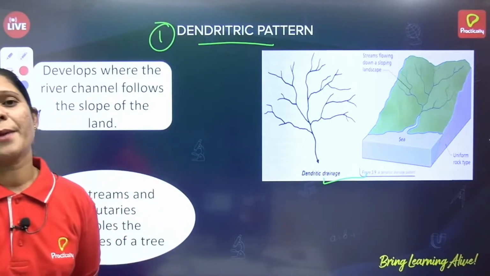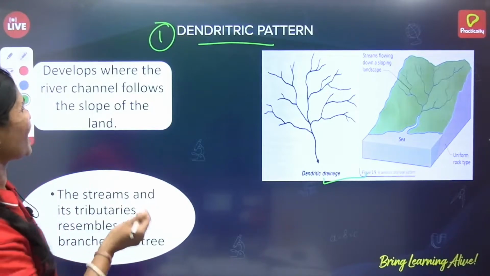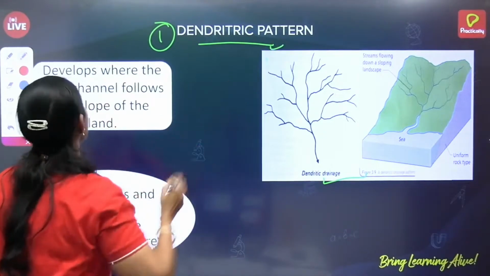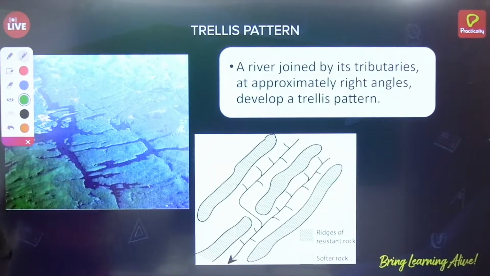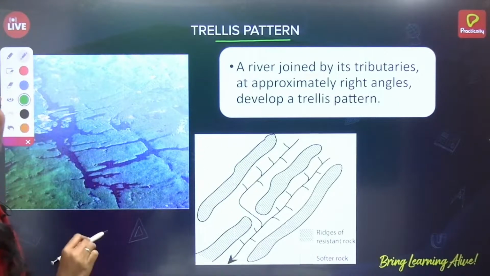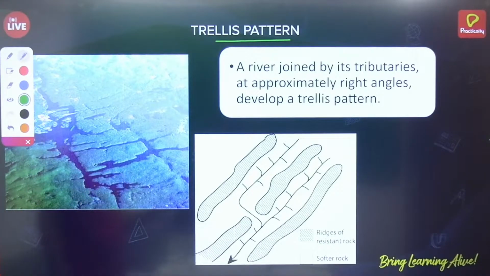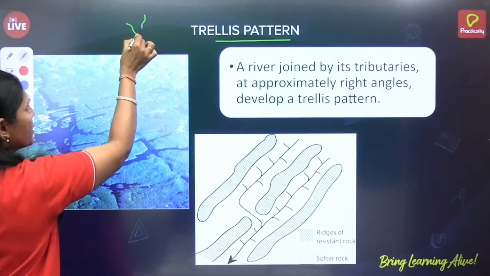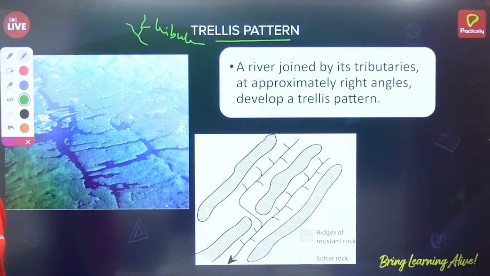So mostly the drainage patterns are of 4 types. The first pattern is the dendritic pattern, and the second one, let us go for the second one. Trellis pattern. Here in the trellis pattern, in this image you can see the rivers joining. When small rivers join a larger river, we call them tributaries, or we can also call them streams, like a small stream joining the larger river.